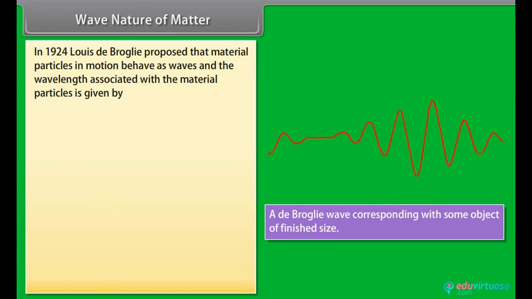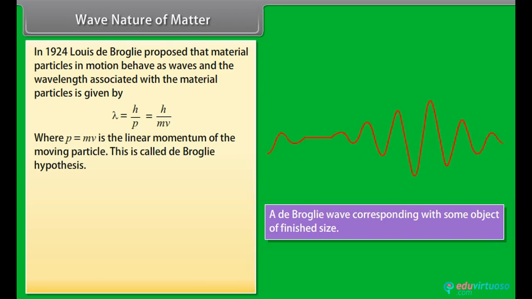In 1924, Louis de Broglie proposed that material particles in motion behave as waves, and the wavelength associated with the material particles is given by lambda = h/p = h/mv, where p = mv is the linear momentum of the moving particle. This is called the de Broglie hypothesis.